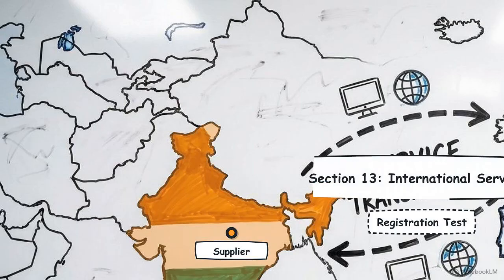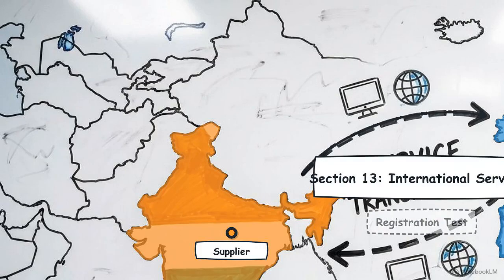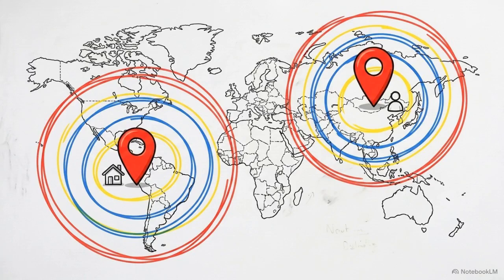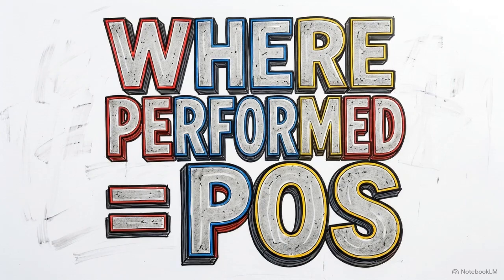Under Section 13, for international services where one party is outside India, the domestic registration test is no longer used. The general rule defaults to the location of the recipient, but specific exceptions for immovable property and physical performance still apply regardless of national borders. For services involving physical property or in-person execution, the ground where action occurs determines the tax.